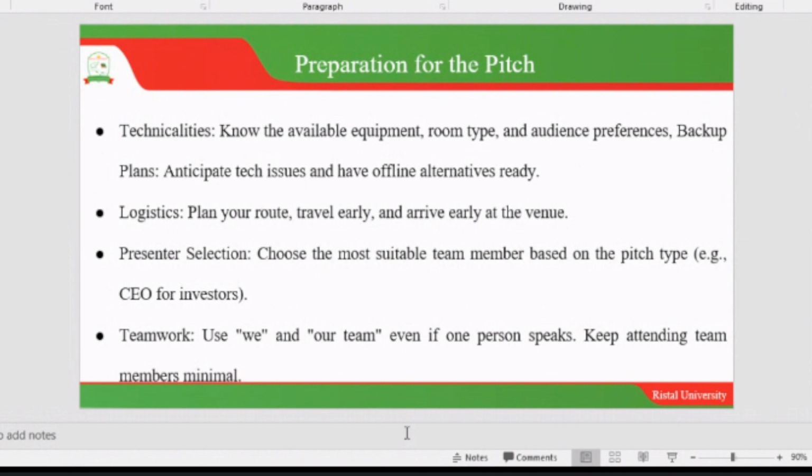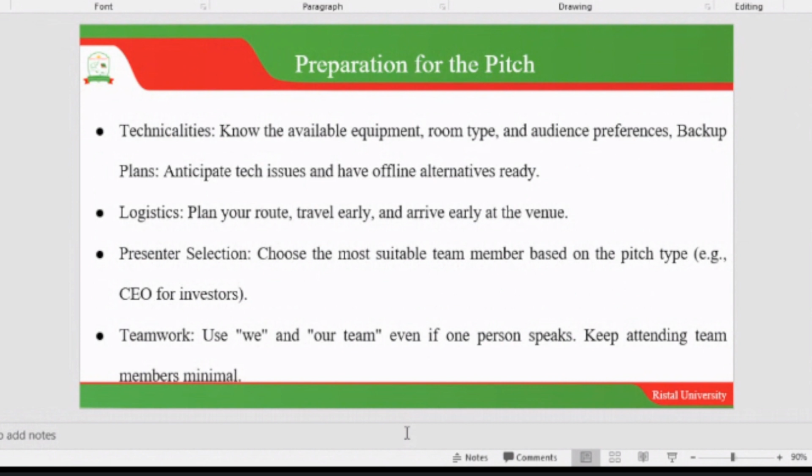Then presenter selection. If you are a team, you need to select the most suitable member. If you are presenting about health, then someone who knows more about health should be the one to present that idea. If you're presenting about technology, then a technology professional would be best suited to pitch for you as a team.